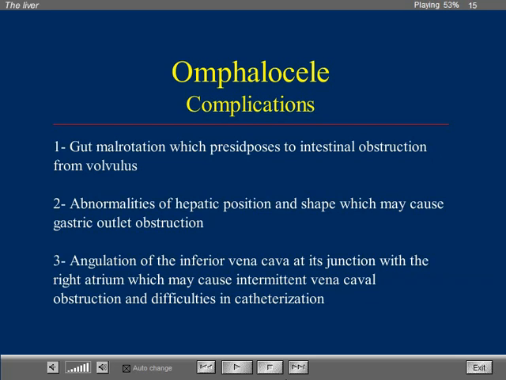In reference to omphalocele, complications include malrotation of the bowel that may predispose to intestinal obstruction from a volvulus, abnormalities of the hepatic position and shape of the liver, which may cause gastric outlet obstruction, and angulation of the inferior vena cava at its junction with the right atrium may cause intermittent vena caval obstruction and difficulties in catheterization.